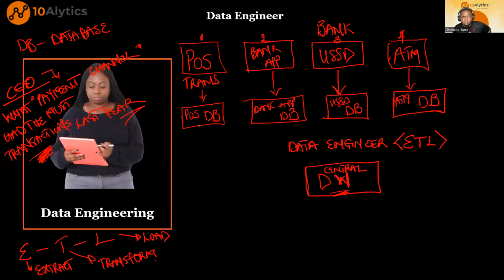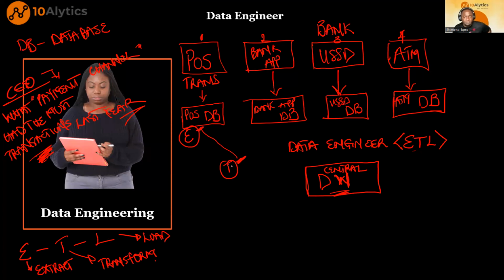So the data engineer, first of all, will extract the data from the POS database. That's the first level, the first thing is to extract. Then the next point is to transform. So you extract the data, that's the first point.